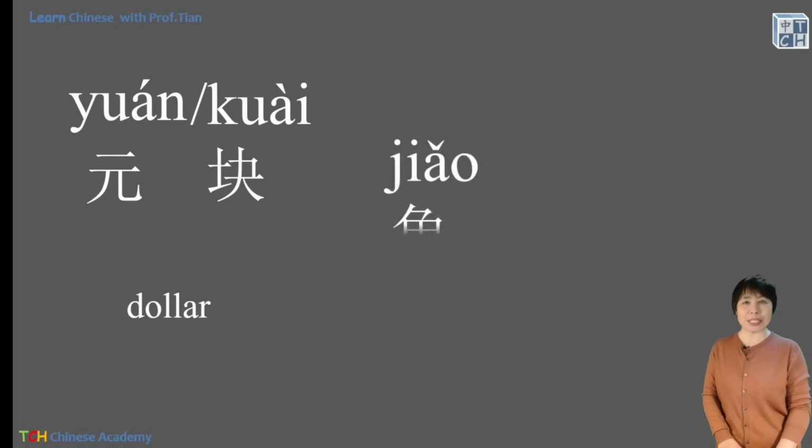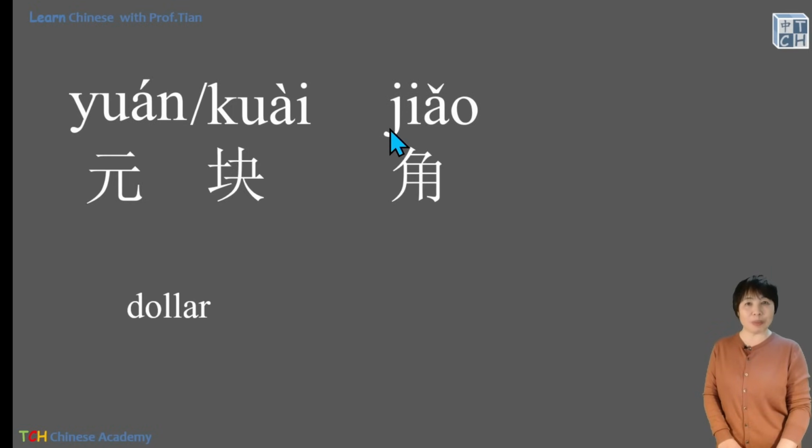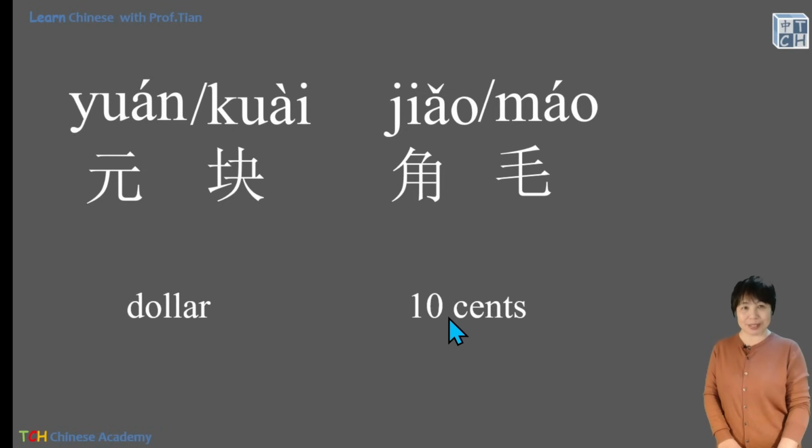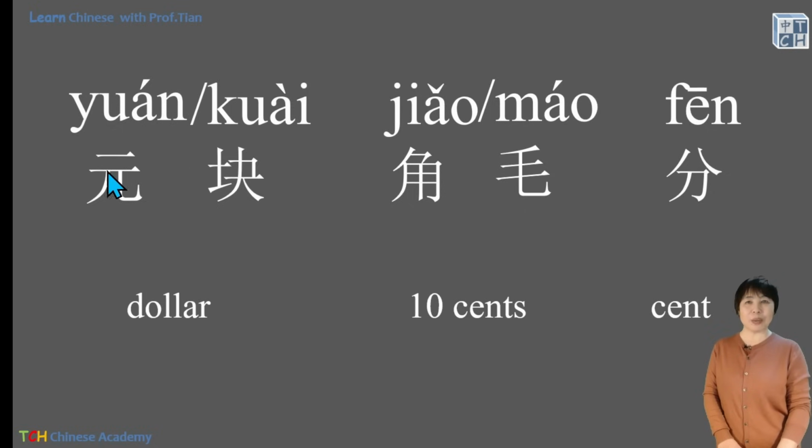And the next unit is 角, jiao. And in spoken Chinese, we also say 毛. So either 角 or 毛. That means 10 cents. And the last unit we have is the 分. That is cent. So 分. Together we have 元, 角, 分. Or we can say 块, 毛, 分.